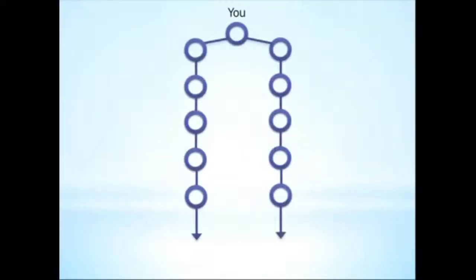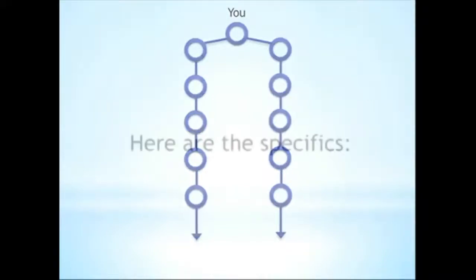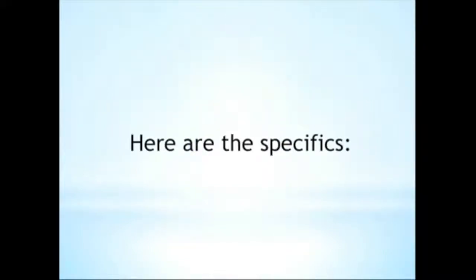Now, don't worry. It may seem complicated, but in reality, it's very simple. All you need to do in Jeunesse's plan is build two lines straight down. If you can do that, you can be successful with this plan. Let's talk about the specifics.